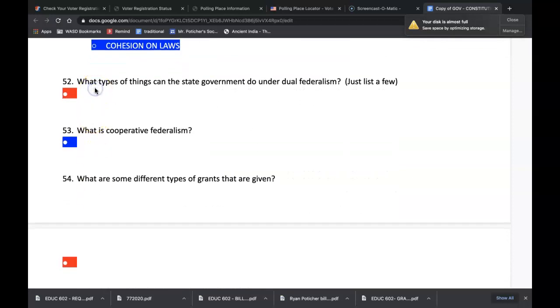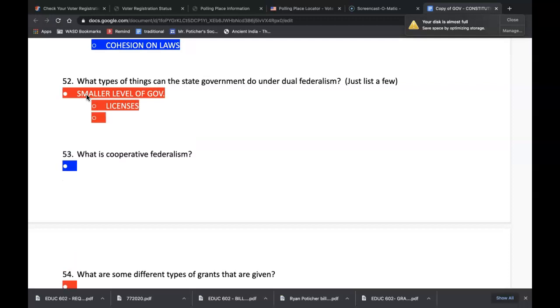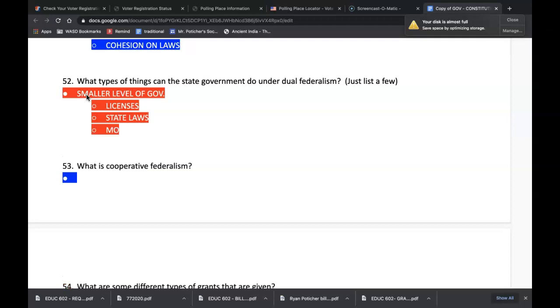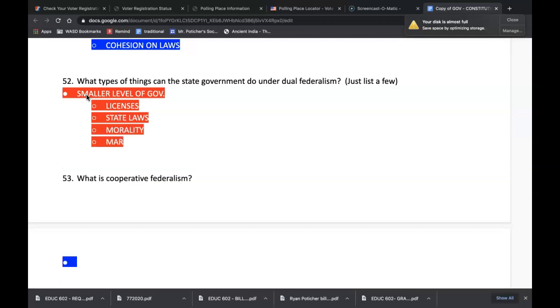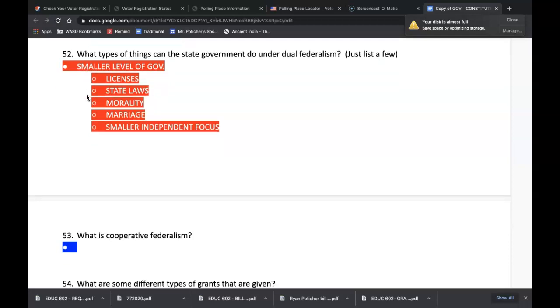What types of things can state governments do under dual federalism? So states actually have powers at a smaller level of government, and these might deal with licenses, for example, a license to have a business or a barber's license or things like that, issues with state laws, issues with morality and marriage, maybe even issues with other types of smaller independent focus, like marijuana legalization for the state of Pennsylvania. Let's go ahead to the next part.